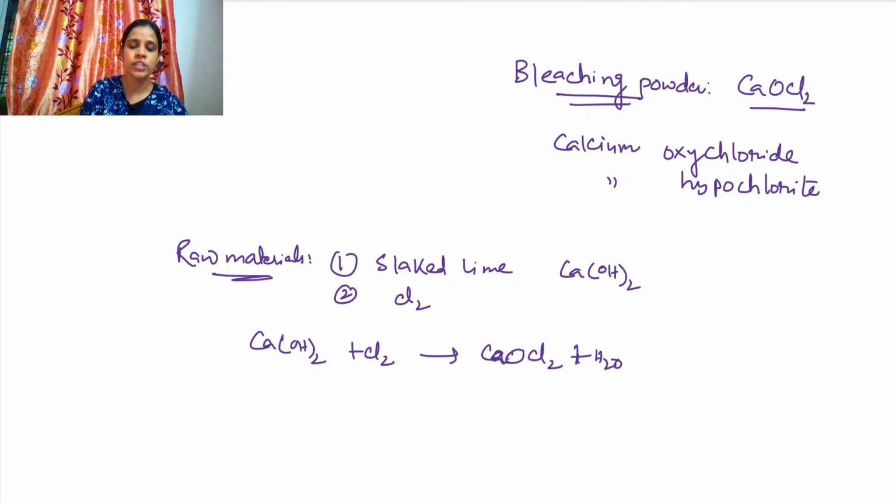Now, what are the uses of bleaching powder? It is used for bleaching cotton, linen, wood pulp, etc. And it can also be used for sterilizing drinking water. And it is also used in the manufacture of chloroform. So, these are all the uses of bleaching powder.